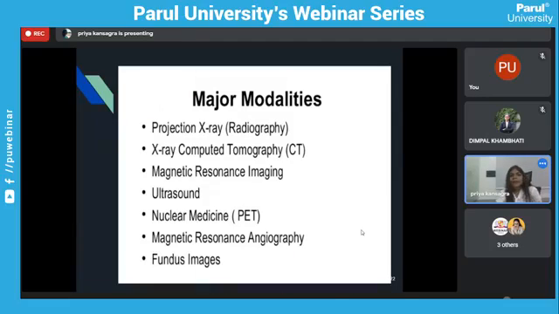Now we have the major modalities. There are many modalities, but a few are mentioned here. The first one is projection X-ray. The next is X-ray computed tomography, that is CT. And we have magnetic resonance imaging, then ultrasound, nuclear medicine, magnetic resonance angiography, and fundus image. These are the major modalities used in the image processing field. Due to these only, we have image processing techniques. If these modalities had not been discovered, we would not be able to use image processing.